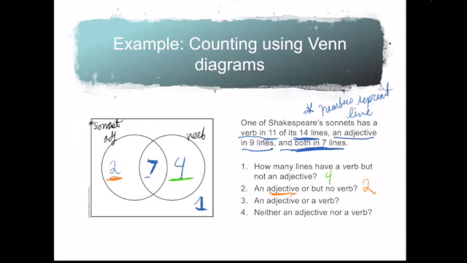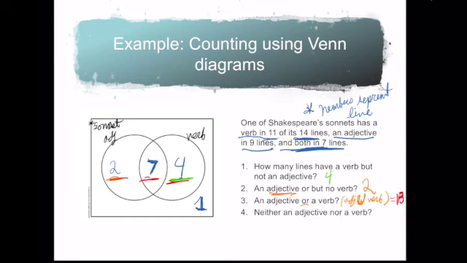How many lines have an adjective or a verb? Remember, or means union. So I want to know adjective union verb. Well, that's going to be the sum of all of this, right? Maybe I switch colors. That's going to be 2 plus 7 plus 4, which is 13. That's supposed to look like a 13.